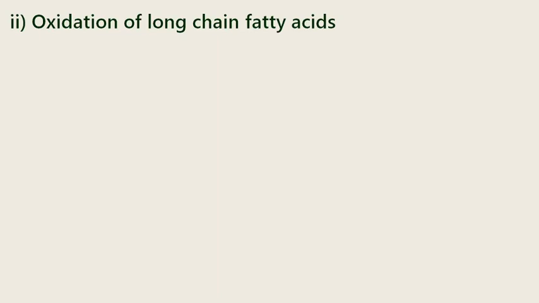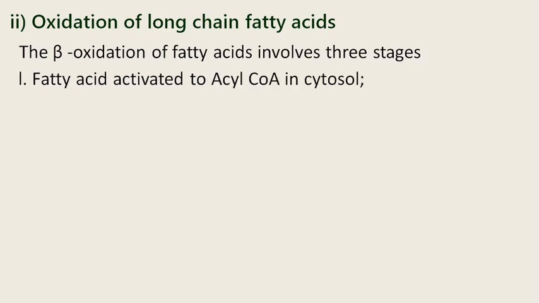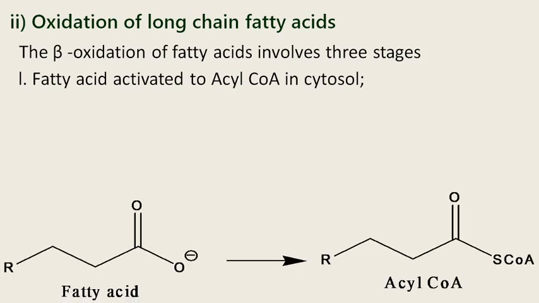Next, oxidation of long chain fatty acids. From this oxidation also acetyl coenzyme A is produced. The beta oxidation of fatty acids involves 3 stages. First is fatty acid activated to acyl coenzyme A in cytosol. Here thiocoenzyme A or coenzyme A is attached by removing this oxygen. This oxygen is removed and thiocoenzyme A is attached at the terminal position of acid group.